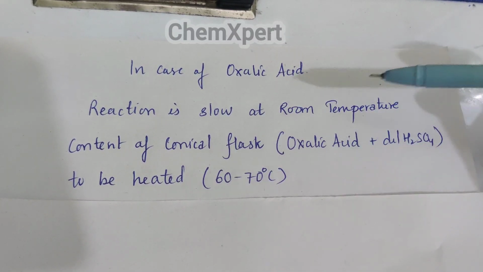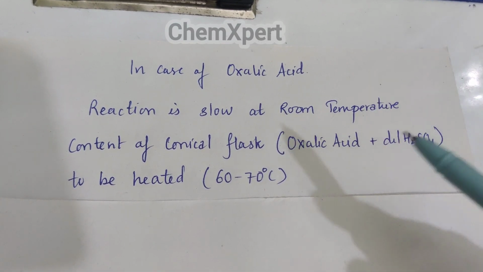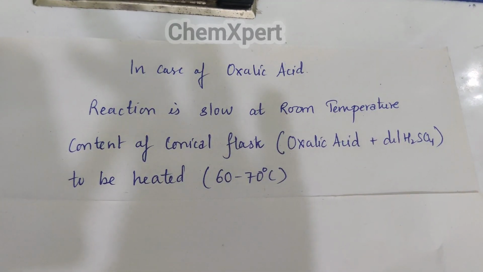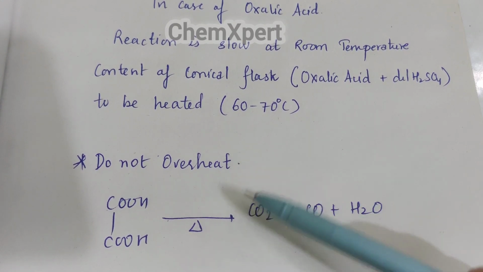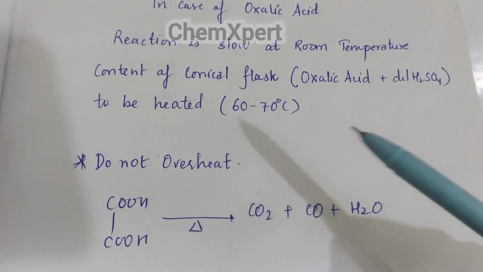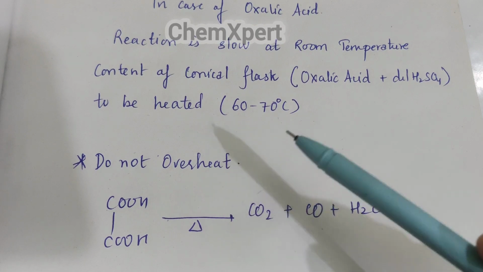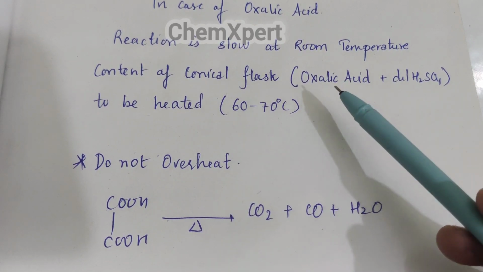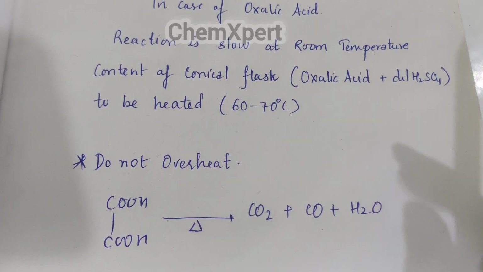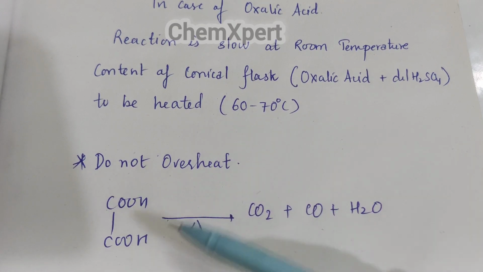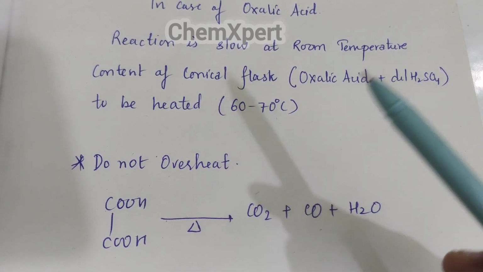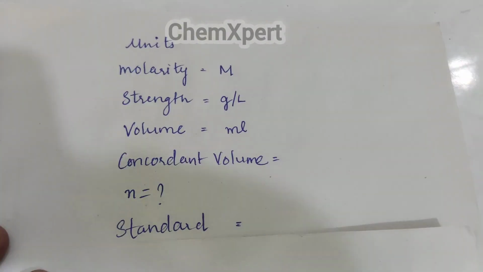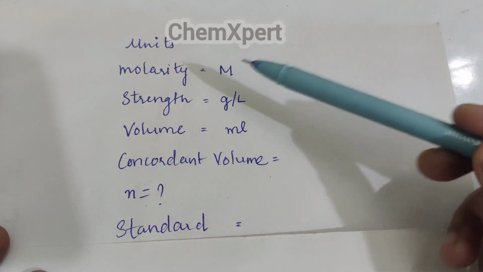Because if we overheat the oxalic acid, then it decomposes to give carbon dioxide. That is, on overheating, oxalic acid just breaks down into carbon dioxide and monoxide, and hence we are not able to get the exact amount of KMnO4 used to titrate this oxalic acid, because some of the oxalic acid is already decomposed during overheating. So these are the general basic questions which can be asked, and a few more questions.